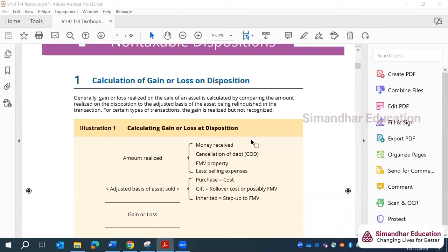Basis is again a tax terminology, and this is something that we should all know. So today, let's say I buy an iPhone. The iPhone has cost me $1,000. What is my basis in that iPhone that I have bought? My purchase price becomes my basis in the property.